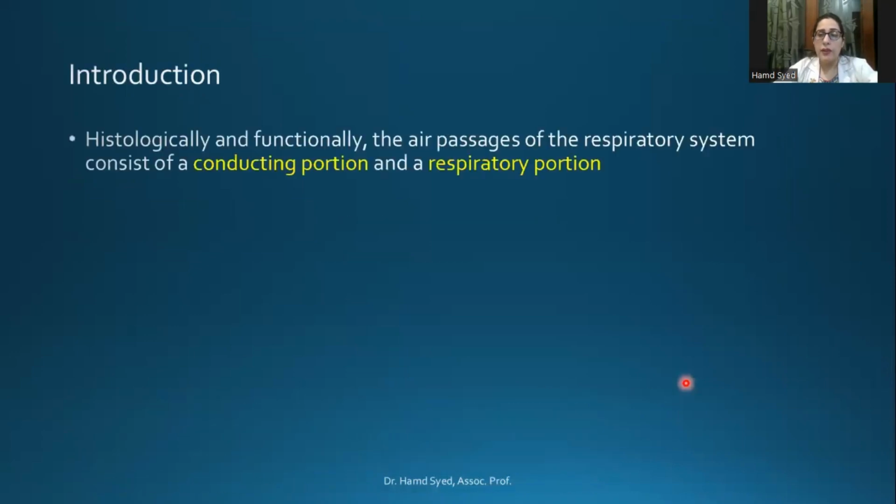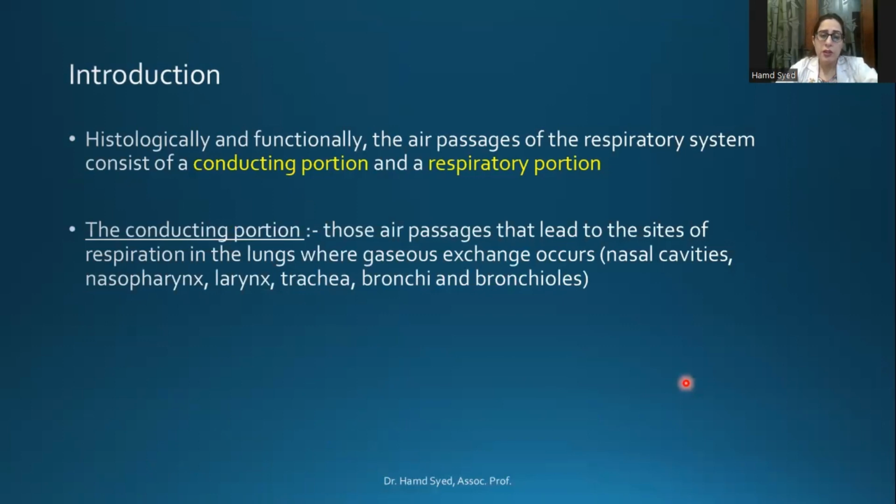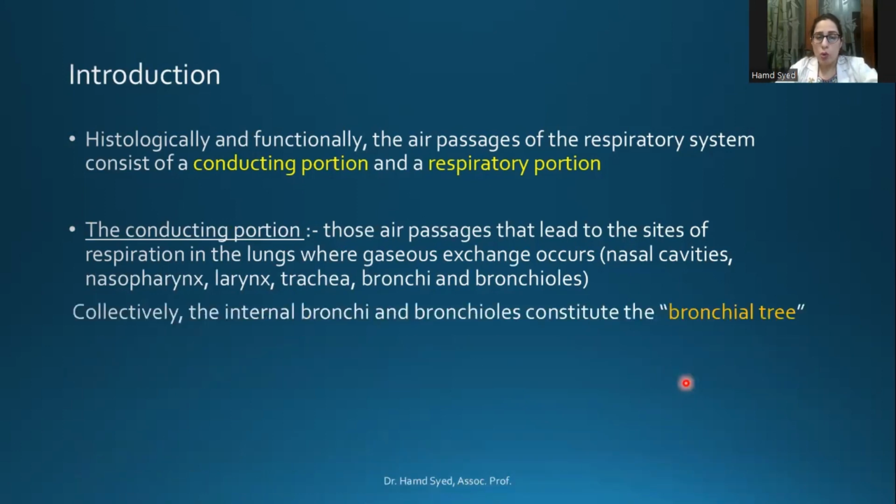But if we were to divide the respiratory tract on the basis of the detailed histology and function into segments, then we would divide it into two large parts, one known as the conducting portion, which is the initial part, and then the respiratory portion. Now, what do we mean by the conducting portion? This consists of those air passages that lead to the sites of respiration in the lungs, where eventually gaseous exchange occurs. Now, these air passages are nasal cavities, nasopharynx, larynx, trachea, bronchi, and the non-respiratory bronchioles. And within this system, the internal bronchi and bronchioles, when we say internal bronchi, we mean the bronchi within the lungs, they constitute the bronchial tree.